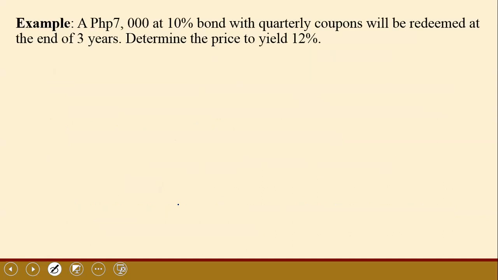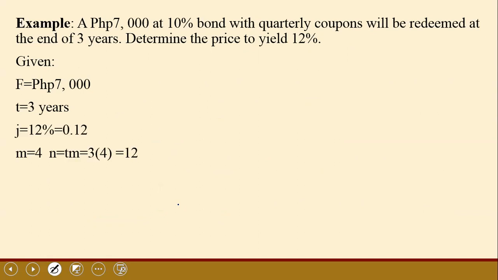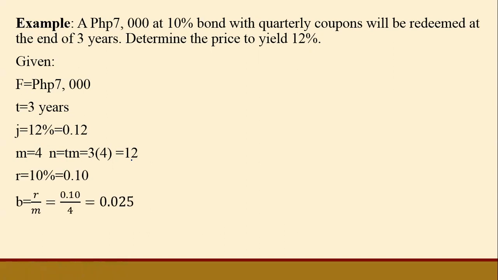Okay, example. A 7,000 pesos at 10% bond with quarterly coupons will be redeemed at the end of 3 years. Determine the price to yield 12%. So we have the following given. The face value is 7,000. Time is 3 years, nominal interest rate 12%, and the number of conversions per year is 4. The number of payments is 12, that is our N. And then the bond rate is 10%.